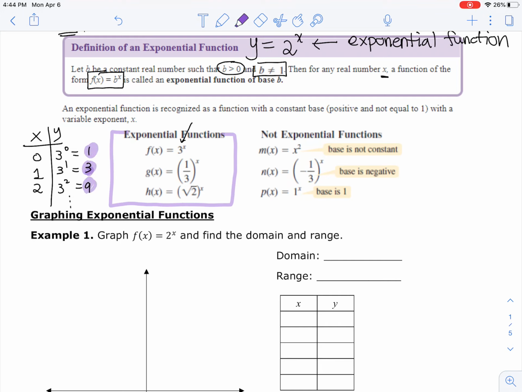Now, this one will be considered an exponential growth. Why do you think this is a growth function? Look at the numbers that we got, the y values. As x increases, the y values are also increasing, right?